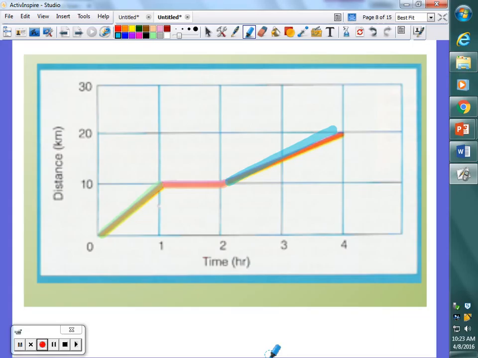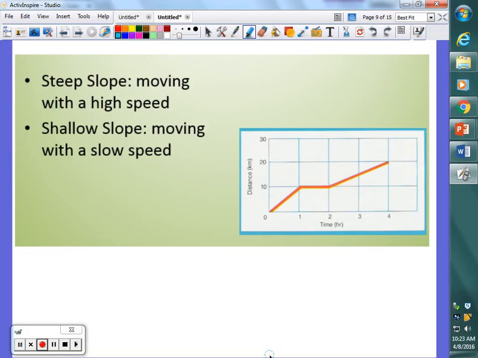So from 2 hours to 4 hours, the object is moving again and moving with a constant velocity, but how does its velocity compare to 0 to 1 hours? The lower slope, right? This is not as steep, it's more shallow. So, green and blue are both moving with a constant velocity, but blue is slower than green, right? So, steep slopes are objects moving with a high speed. Shallow slopes are objects moving with a slower speed.